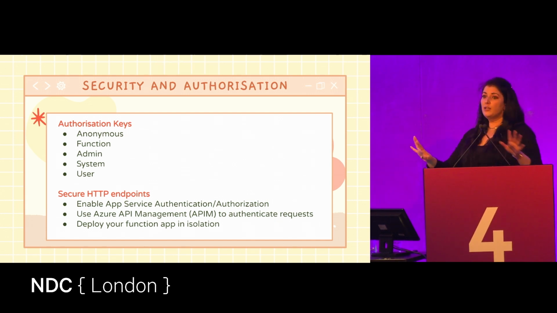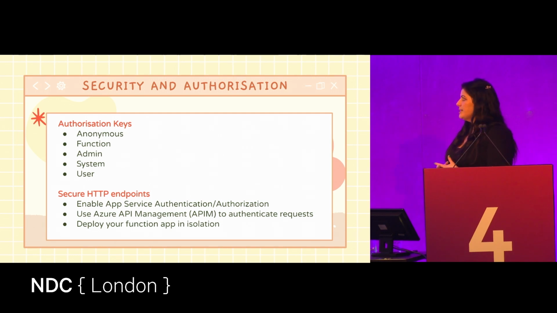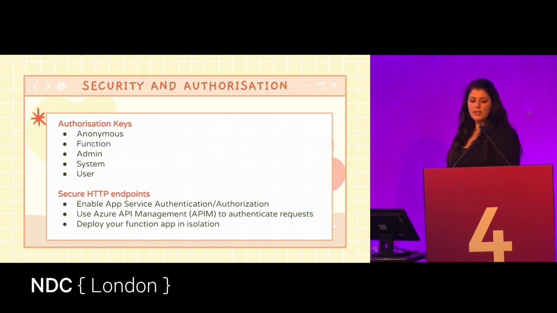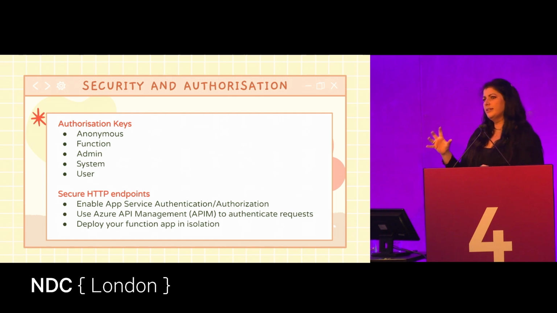Anonymous, anybody can come and get into your app. Function means that it's based on the per function. It's localized to that function. Admin is admin only, which I think is set up within the Azure portal. System means anything within that system, and then user. So there's various different points in there.